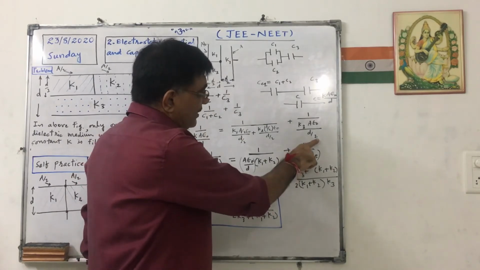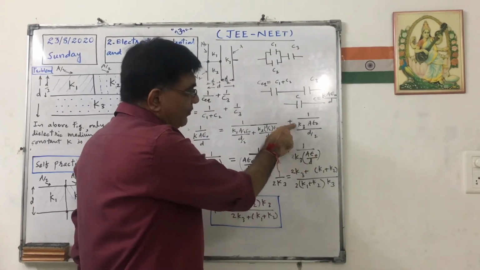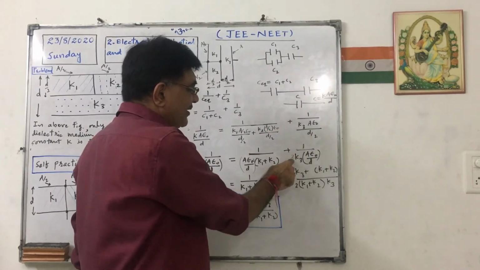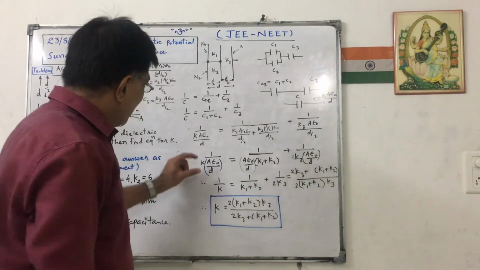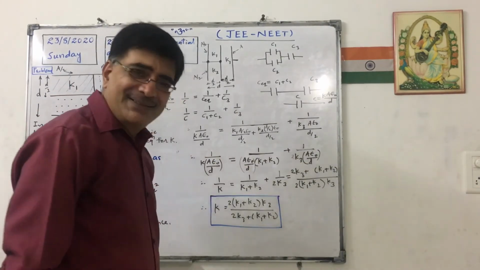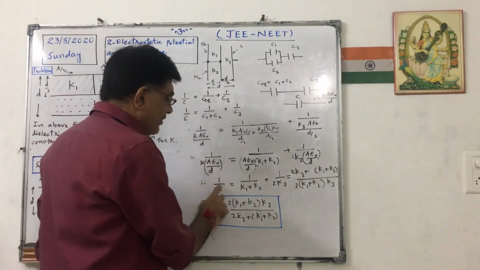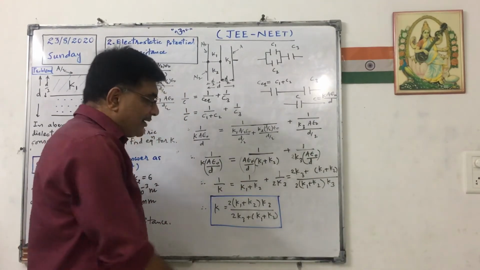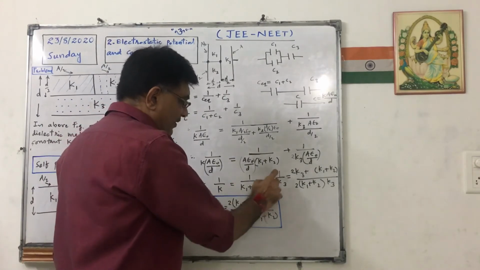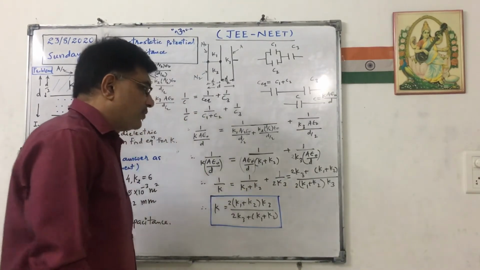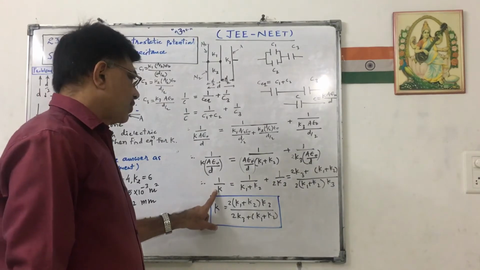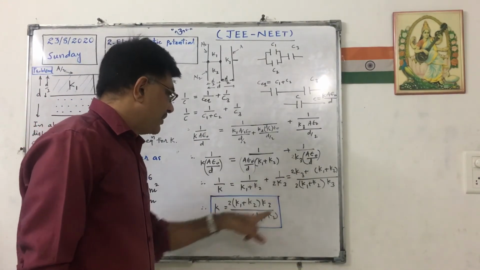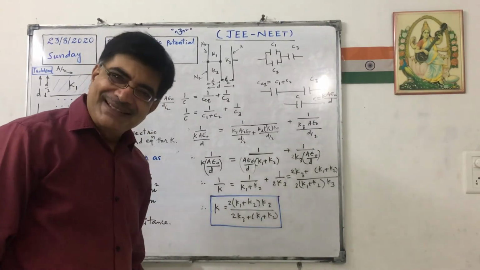Now these two will go in the numerator because it is the denominator of a denominator. So 2K3 into K epsilon naught upon D. A epsilon naught upon D is cancelled. So 1 upon K will be equal to 1 upon (K1 plus K2) plus 1 upon 2K3. Taking LCM, 2K3 plus (K1 plus K2) upon 2 into (K1 plus K2) into K3. Making the reciprocal, K equals 2 into (K1 plus K2) into K3 divided by (2K3 plus K1 plus K2).